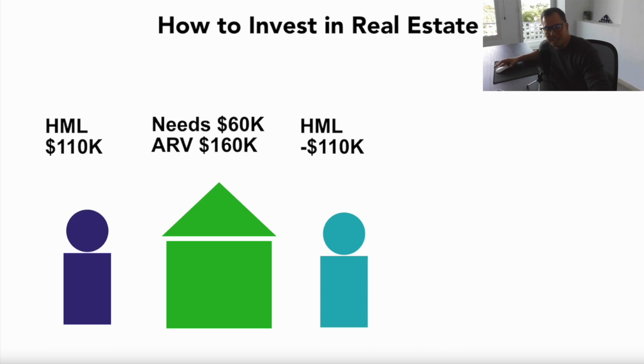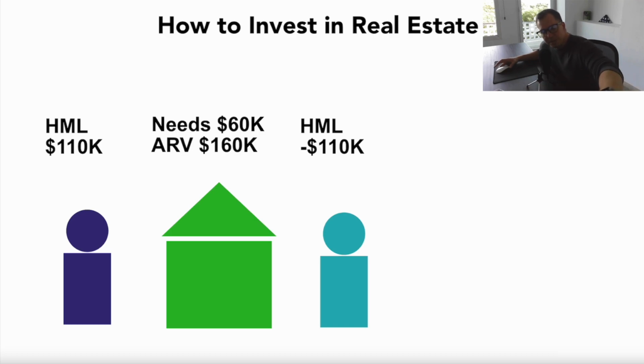For this example, you're going to take a $110,000 hard money loan. So that will allow you to purchase it. So you've purchased the property. Now it's not under contract. You've purchased it. You now owe the hard money lender $110,000, and you have that $110,000.